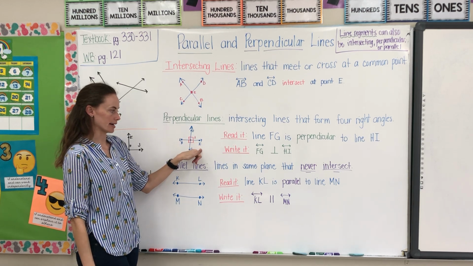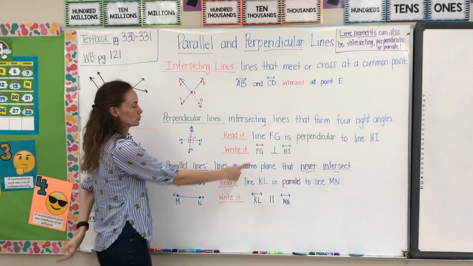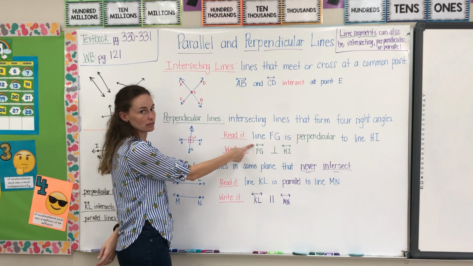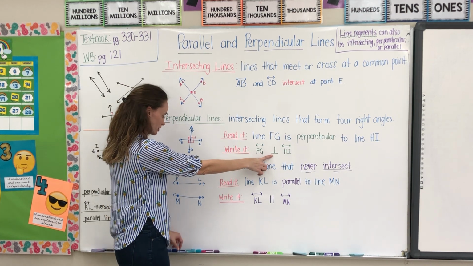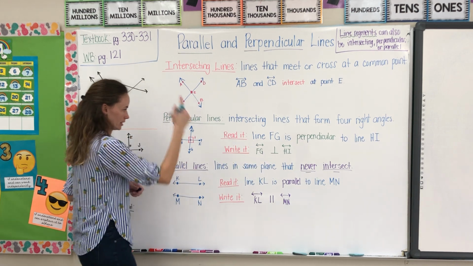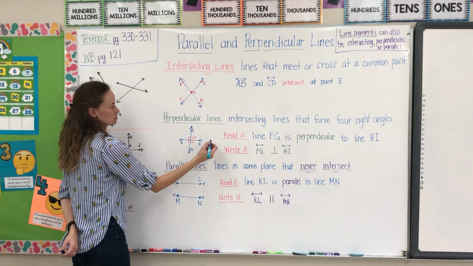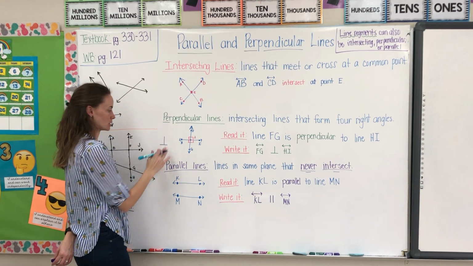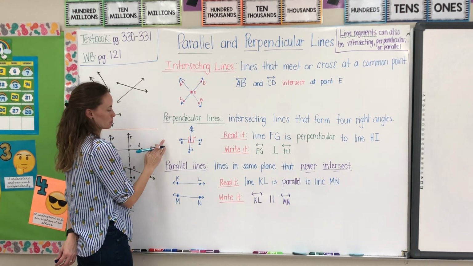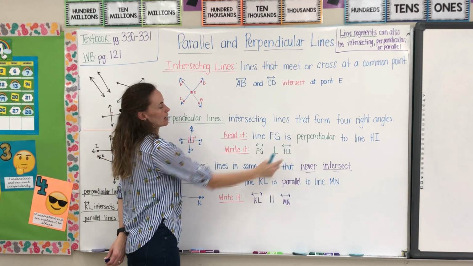line HI. And when you write it, remember the symbol for line, the little arrows on top of the 2 letters. And the symbol for perpendicular is like an upside down T. So like this, an upside down T. So that would be how you would say it's perpendicular to line HI.